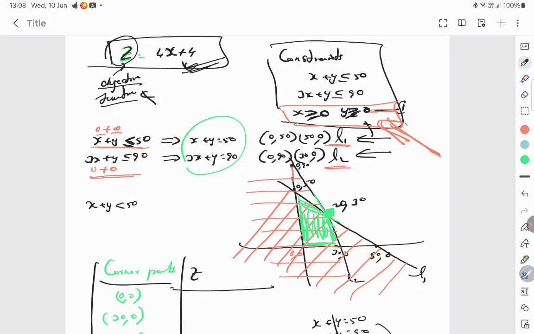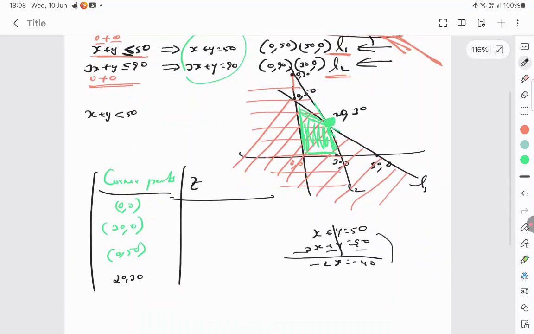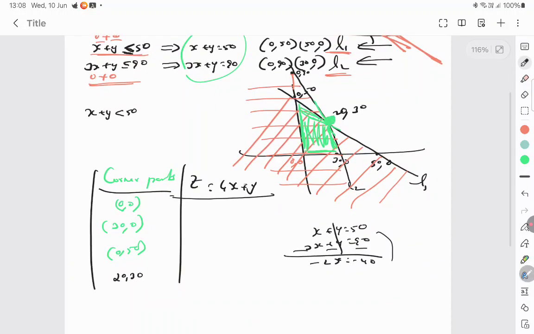See, in this, the objective function z is equal to, the first example is 4x plus y. So take that 4x plus y and substitute x is 0, y is 0. Z will be 0. X is 30, y is 0, 120. X is 0, y is 50, 50. X is 20, y is 30, 80 plus 30 is 110.